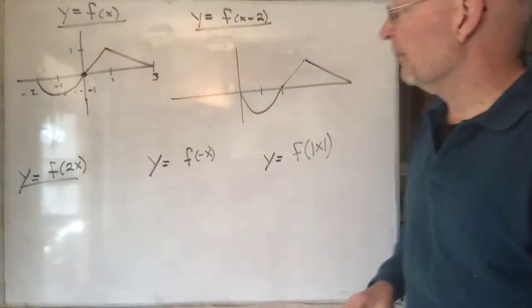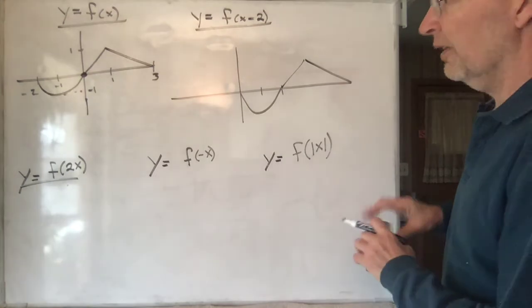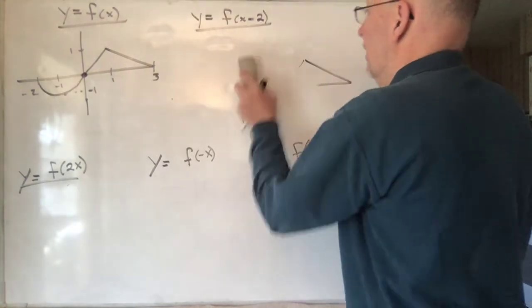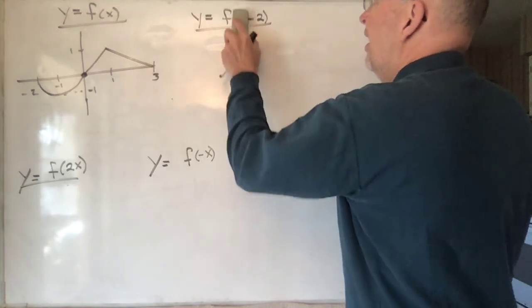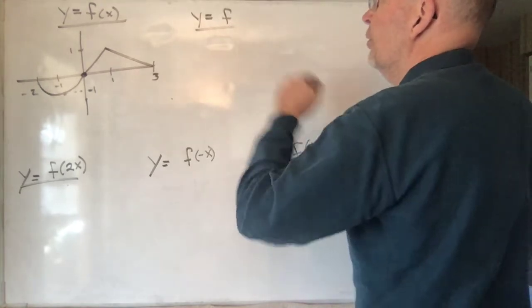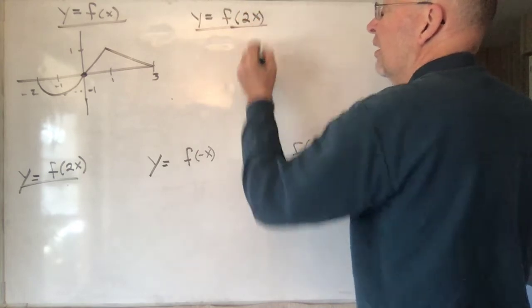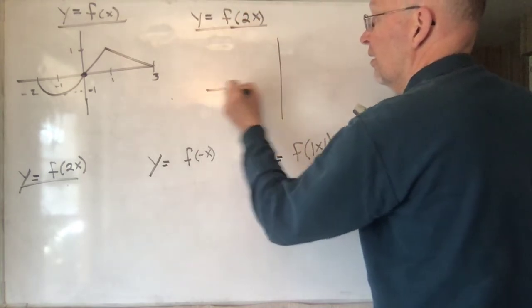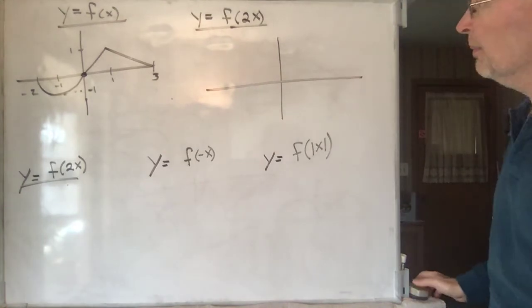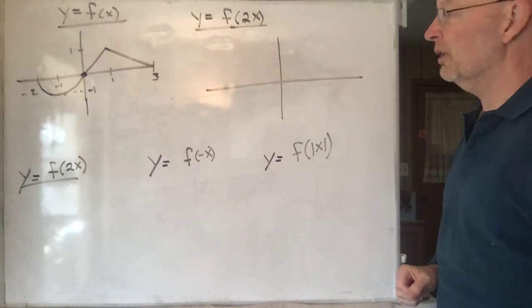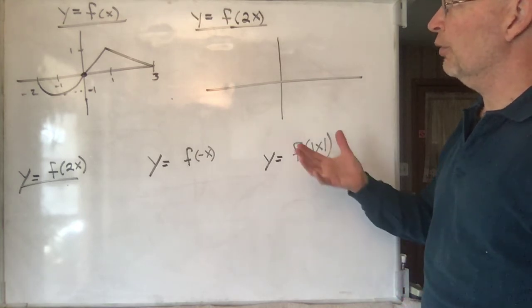Okay, what about this one? Tell you what, just to give a little more room, I'm going to bring each one of those up to the top here and redo them up here. F of 2x. Okay? Same idea. You just go through this cultural diversity type thing and you ask, what does F see?